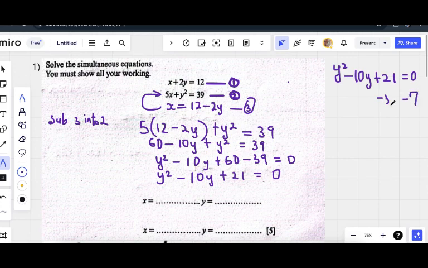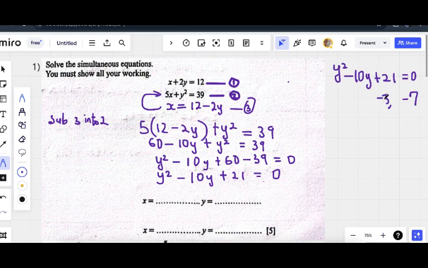If you cannot find the factors like this, then you use the formula method or the completing the square method, because factorization cannot solve every quadratic problem. Although it's a very good method, it cannot solve all the problems. Those that the factorization method cannot solve, we use the formula method.